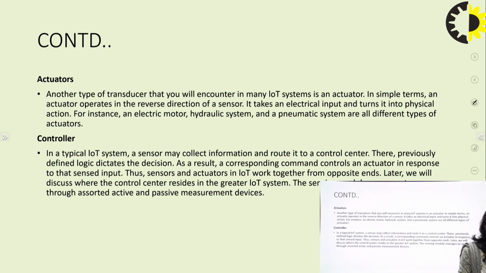The controller: in a typical IoT system, a sensor may collect information and route it to a control center. Their previously defined logic dictates the decision. As a result, a corresponding command goes to the actuator, which responds to that sensed input. So the sensor and actuator in IoT work together from opposite ends. Later we will discuss where the control center resides in the greater IoT system. The sensing module manages to sense through assorted active and passive measurement devices.